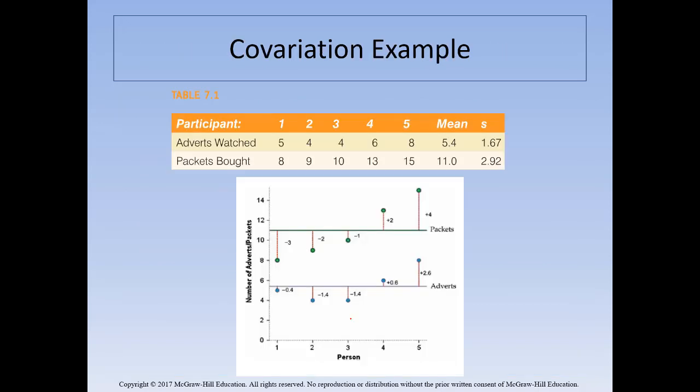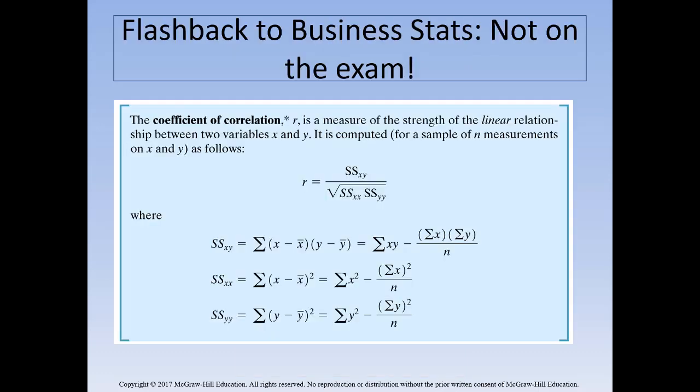Okay, so here's another little example for you. Here we have basically a business example. As we go up, we have the packets of items that we've sold. Maybe this is detergent. And this is the number of adverts. And here, this is a positive relationship, but it's not an incredibly 100% positive relationship.